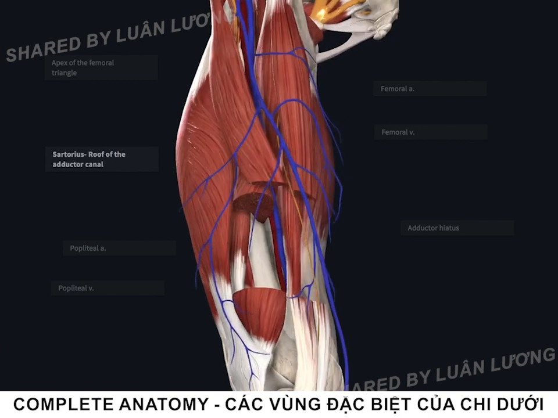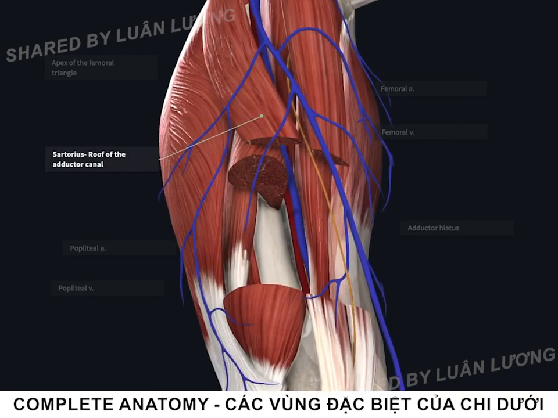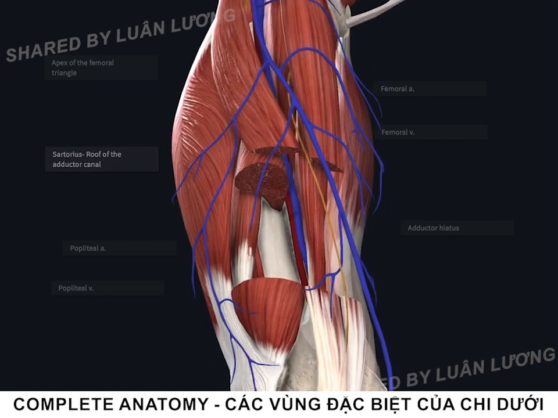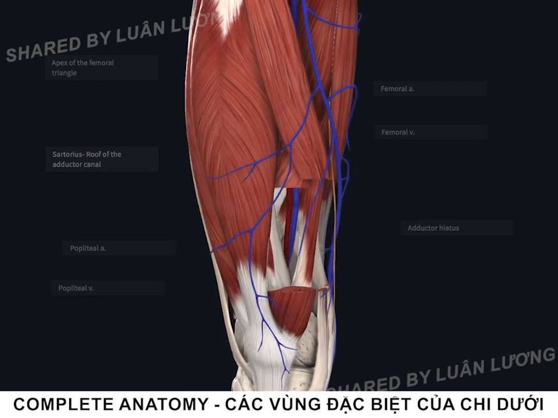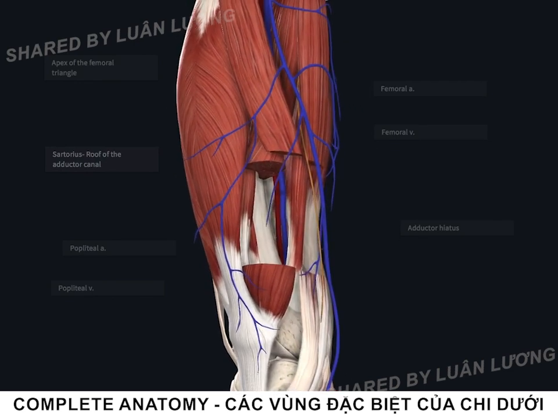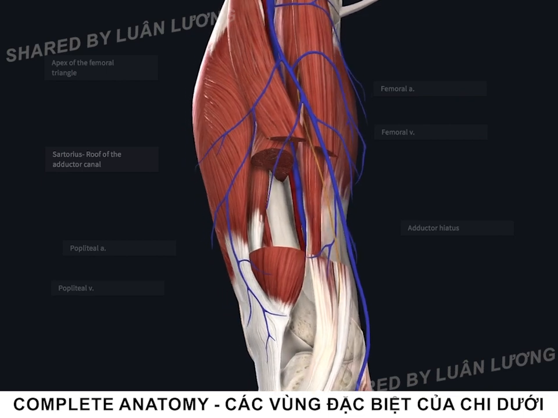This muscle is going to form the roof of the adductor canal, meaning that the structures that are going to pass within this space will lie deep to the sartorius muscle. Therefore, I needed to cut a window through this muscle to allow us to see the path of those vessels. I've also cut through the vastus medialis, one of the large quadriceps muscles, that is going to be on the medial aspect of our knee.